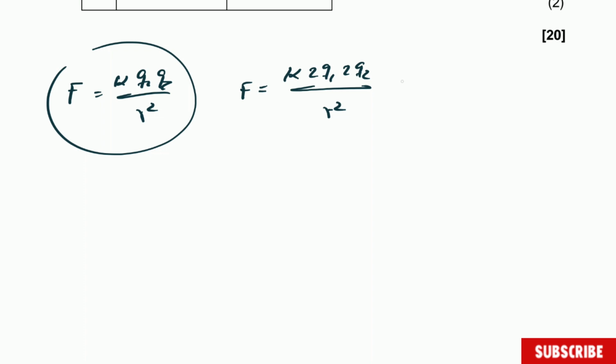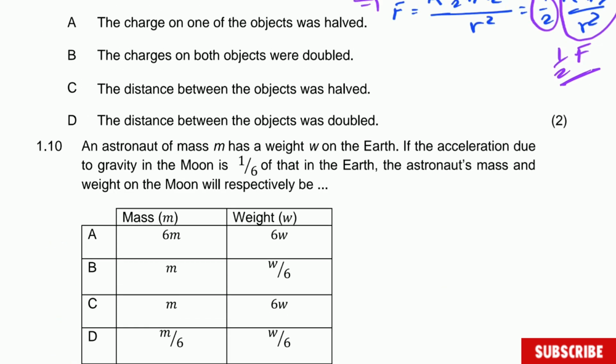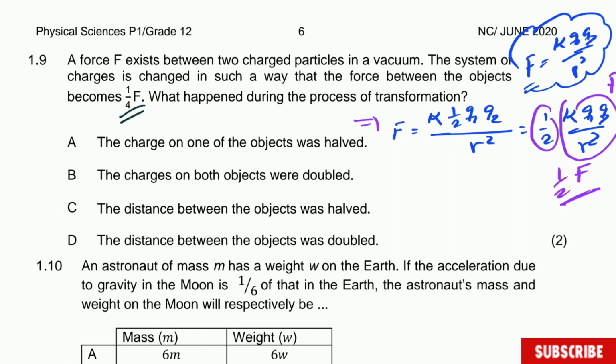Now if you multiply here, you get 4K Q1 Q2 divided by distance squared. Remember, all of this is the force, so it's equal to 4 times the force, but the question said which of the changes will be 1/4, so it's also not correct. Now, the distance between the objects is halved.